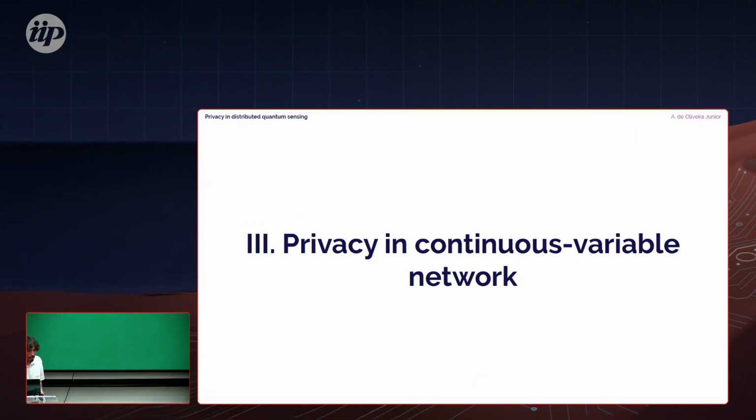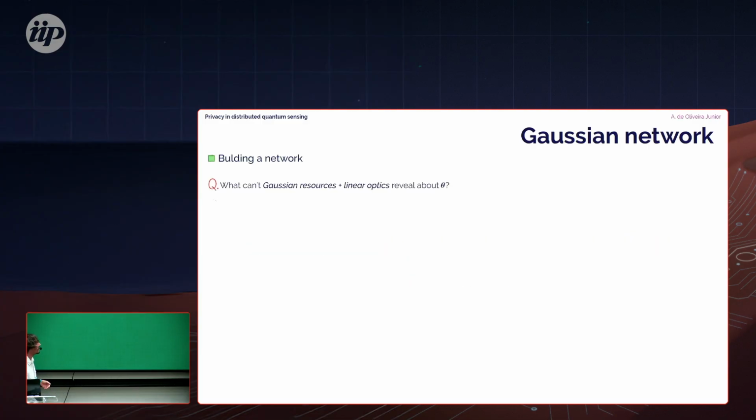Good. Okay, so given that I now have this nice characterization of privacy, it's time to look at our setup and come back to the question that I started with. Rephrasing this question, we can now ask: what can't Gaussian resources plus linear optics reveal about theta? So what I'm going to do now is consider some Gaussian state. I will allow myself to pre-process, meaning that I will perform any linear optics operation, and then try to infer which components are private or not.